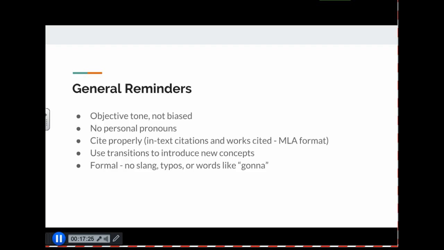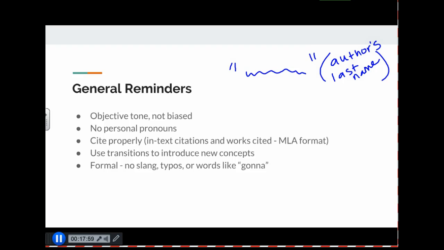Correct? So if I'm quoting something, what do I put in the parentheses for a website? The author's last name. That's it for a website. If it was a novel, you would put the author's last name and then the page number.